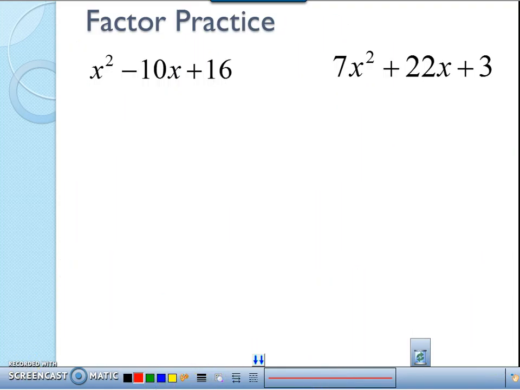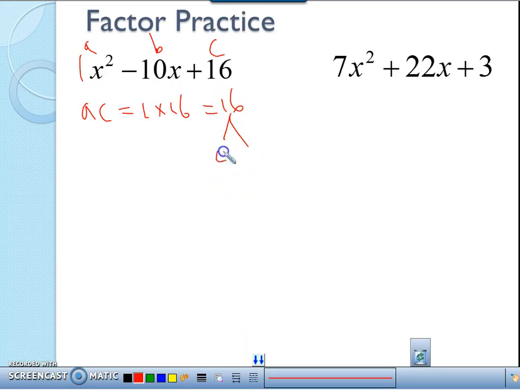Let's try the next two. Let's do this one together one more time, and you can try this one by yourself. So right here, you're going to put a 1. If there's no coefficient, put a 1 and write A, B, and C. And then you're going to multiply A and C. So AC, so you're going to do 1 times 16, which is 16.